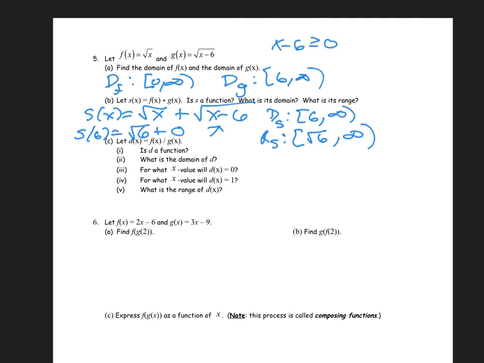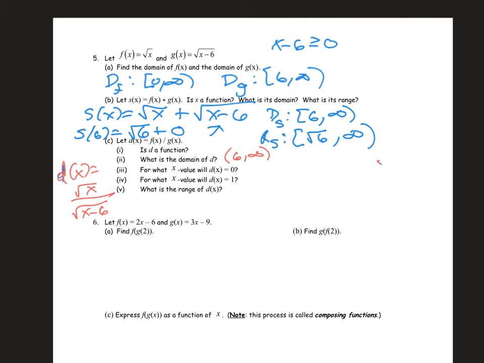It's saying if I divide these two, is it a function? Yes, it is. The domain is, so here's what it looks like. D of x is going to equal root x over root x minus 6. So very similar domain to B, except I can't divide by 0. So my domain is not going to be 6 with a bracket to infinity. Instead, it's going to be 6 with a parentheses to infinity.